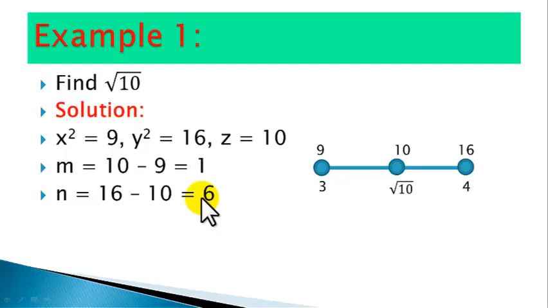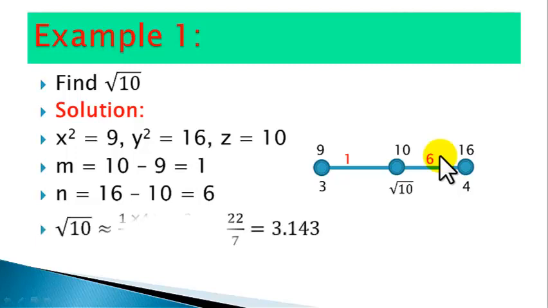Now the distance from 9 to 10 is m, and that m is equal to 1, while the distance from 10 to 16 is n, and n is equal to 6. So the total distance from 9 to 16 is m plus n, that is 1 plus 6, which is 7. So we can therefore estimate the square root of 10 to be approximately equal to 1 times 4 plus 6 times 3 divided by 7, and that is equal to 22 over 7, which is equal to 3.143.